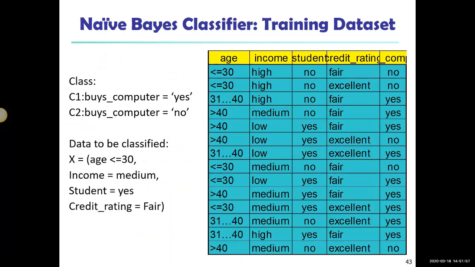So this is one example, using again the computer buying data set, to illustrate the naive Bayes classifier. So we have buys computer yes, buys computer no. This is our model. And then the data to be classified is this instance. If age is smaller than 30 years old, income is medium, student yes, credit rating fair, will this instance be classified as buy or not buying?